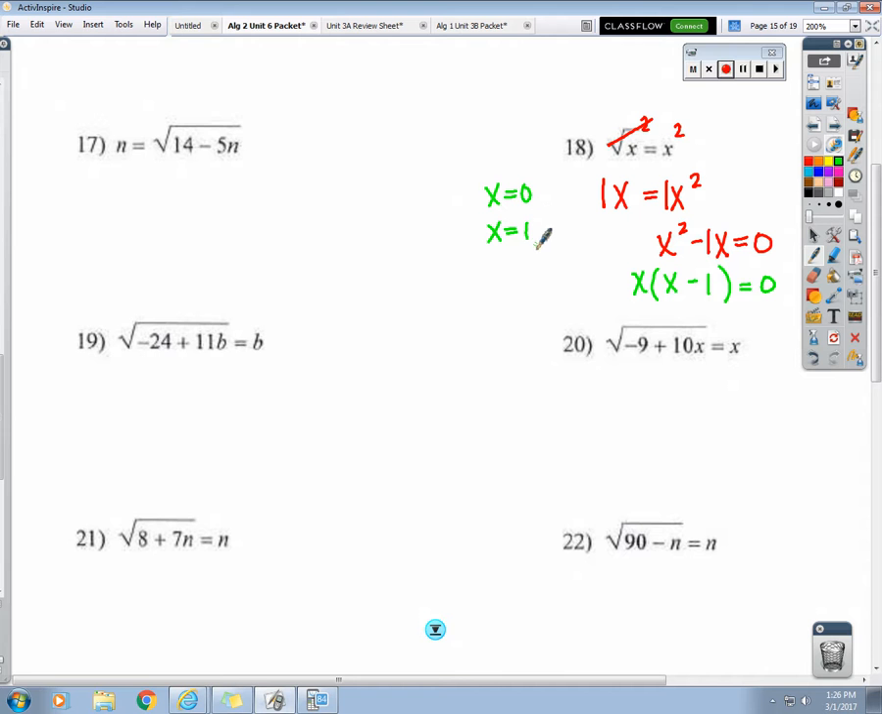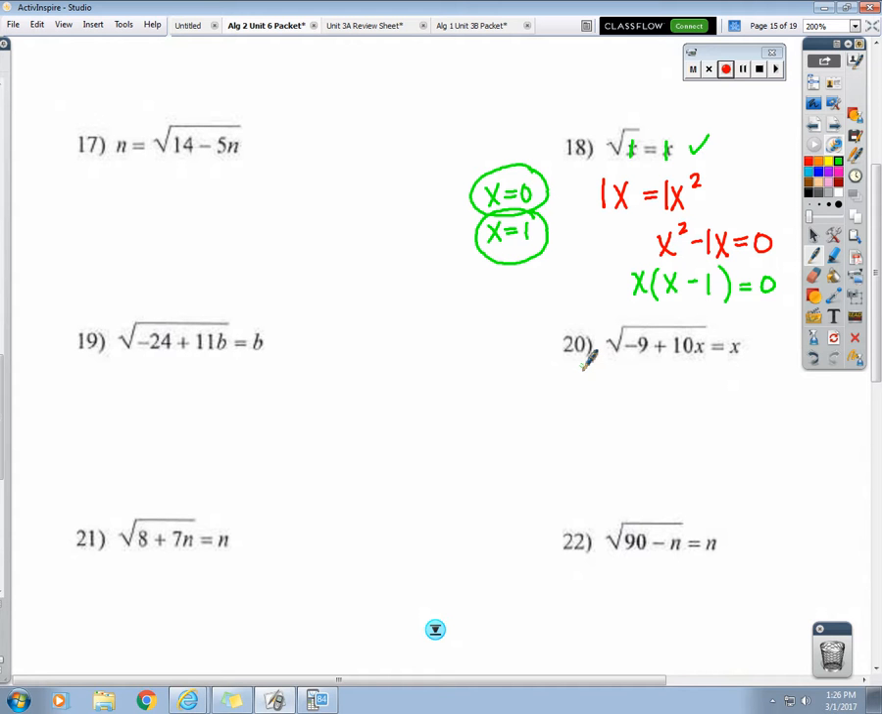Now, you still have to check them to make sure you're not dealing with an extraneous solution. So first, let's start by checking the 0. If I plug in a 0 here and a 0 here, does that make a true statement? Is the square root of 0 equal to 0? Yes. So this one's good. And now let's check the number 1 in both of them. If I plug in a square root of 1, does that equal 1? Yes. So both of them are good. We don't have any extraneous solutions.